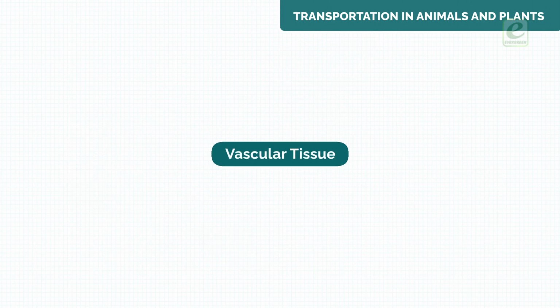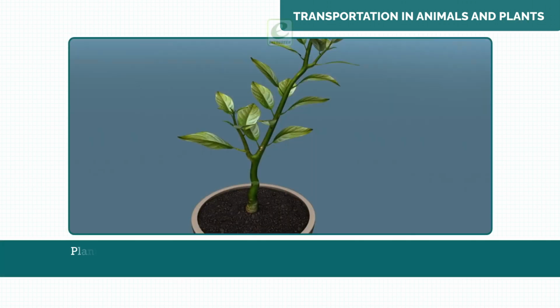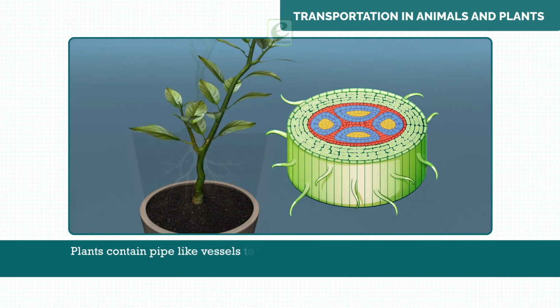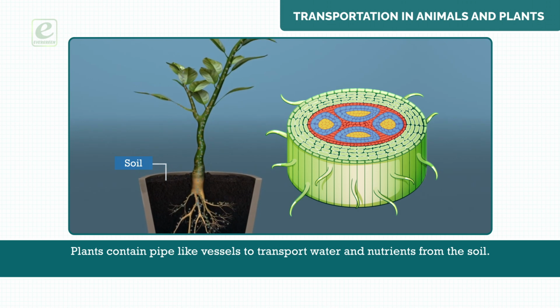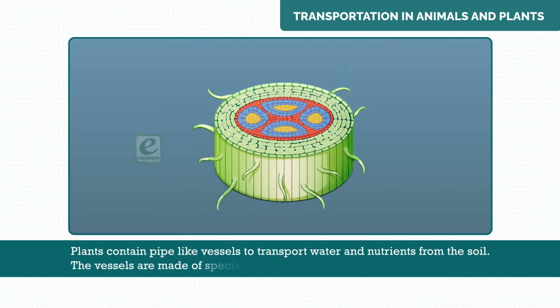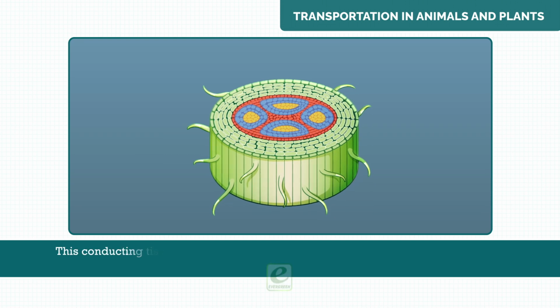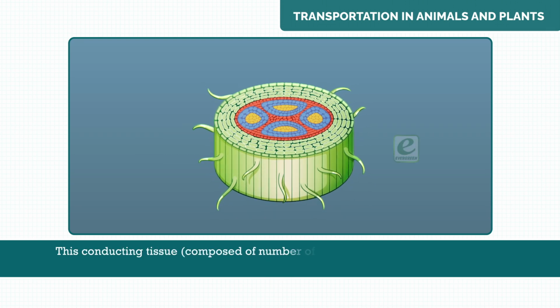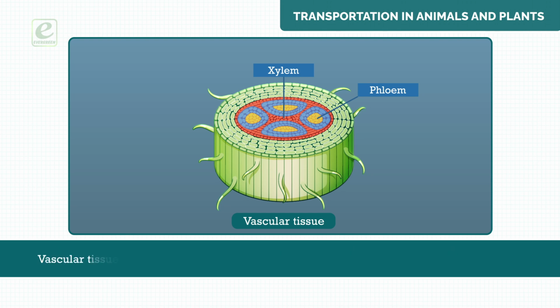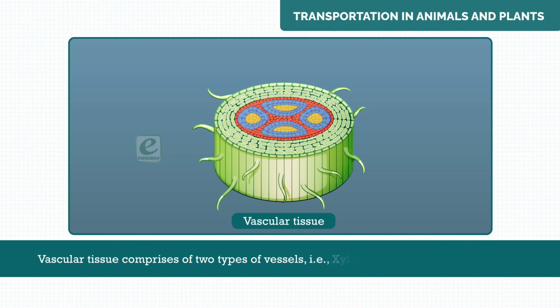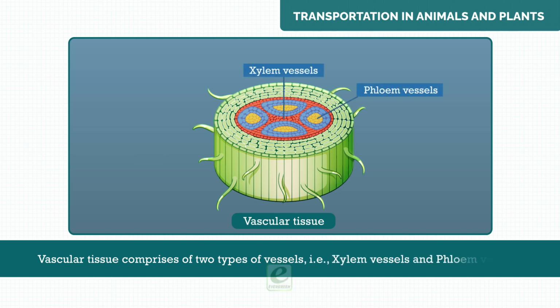Vascular tissue. Plants contain pipe-like vessels to transport water and nutrients from the soil. The vessels are made of special dead cells. This conducting tissue, composed of a number of cells, is known as vascular tissue, xylem and phloem. Vascular tissue comprises two types of vessels, that is, xylem vessels and phloem vessels.